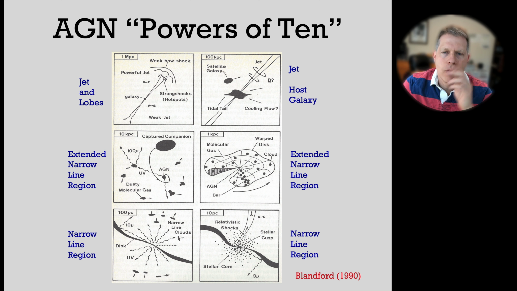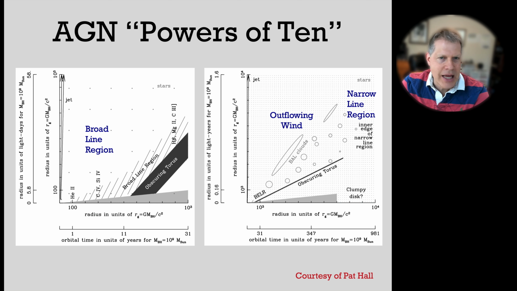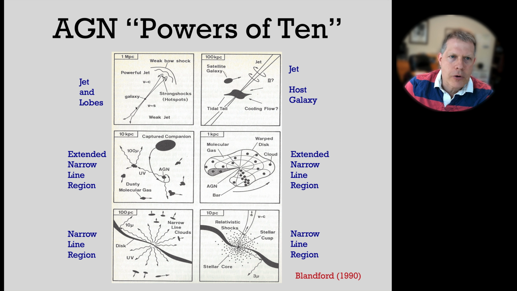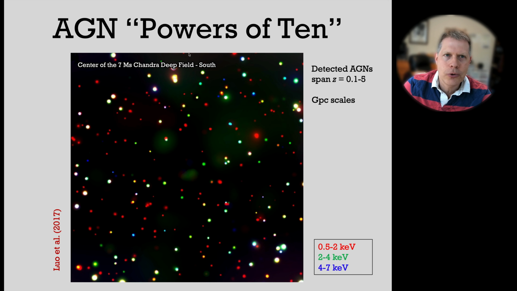And today we are going to move out to even larger scales in this AGN powers of 10. We have extended things out when we've considered the very large scale jets and lobes out to sort of megaparsec scales. But we are now going to extend out by another several orders of magnitude out to gigaparsec scales. What you're seeing here, just as one example, is the center of the 7 million second Chandra observation of the very well studied Chandra Deep Field South region.